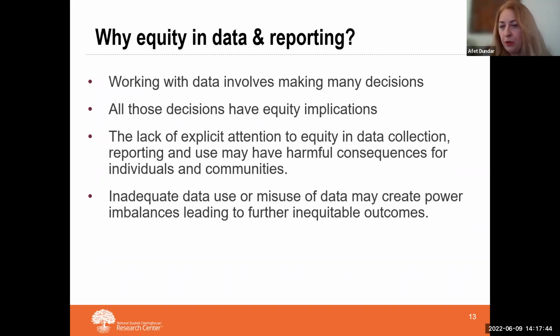Inadequate data use or misuse of data may contribute to creating power imbalances, leading to further inequitable outcomes for some groups. And I do want specifically to mention that here, when I say misuse of data or inadequate data use, I don't focus on the technical side of it. I'm not talking about privacy and security. Of course, Clearinghouse has a well-established reputation in those things, and it is very important to us, and it should be important to everybody who collects and maintains data. But it is more than that.